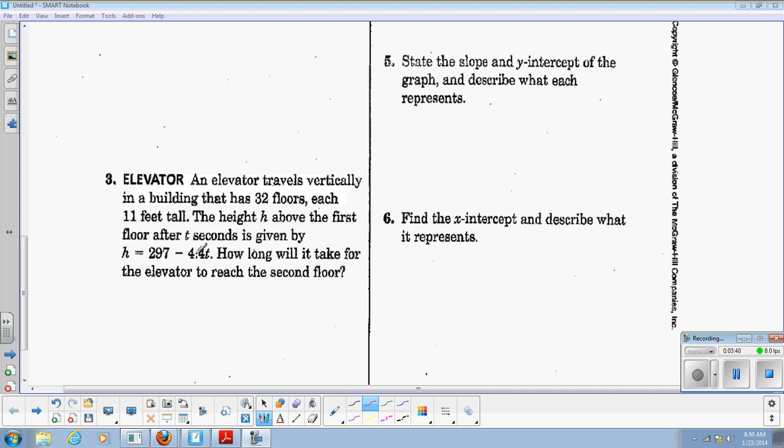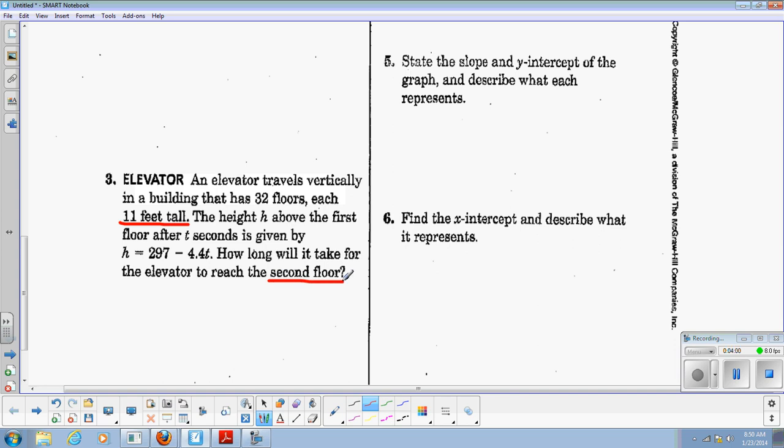And the 4.4 is going to be 4.4 feet, and then the t is in seconds. Okay, so it's going to go 4.4 feet for each second. You're supposed to figure out how long it will take to reach the second floor. In order to figure out the second floor, you have to use this piece of information, the 11 feet tall, and you're going to the second floor.